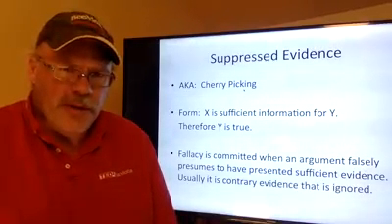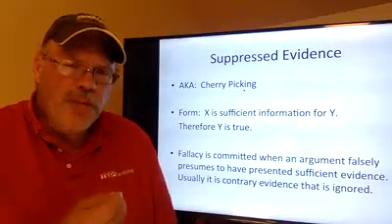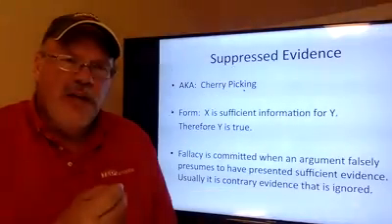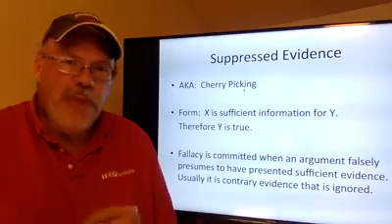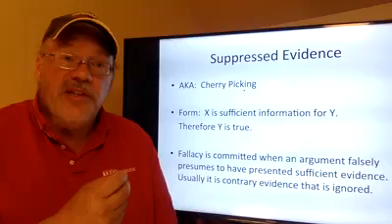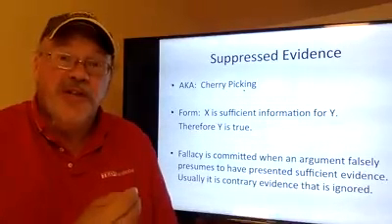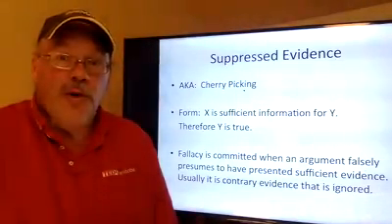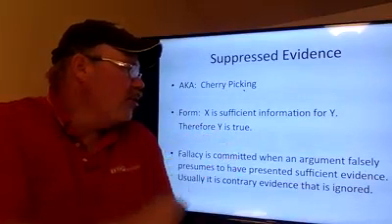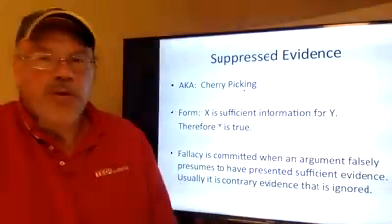The presumption that's at the heart of this fallacy. Remember, we're doing fallacies of presumption. What's the presumption in something like cherry picking or suppressed evidence? The presumption is that the data presented fairly represents the available data, or that the information being presented is sufficient and that there isn't contrary evidence that's not being presented. So, the form: X is sufficient information for Y, therefore Y is true, when if you had more information, you might be willing to retract that.